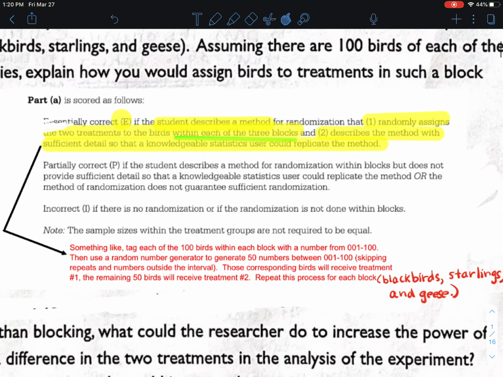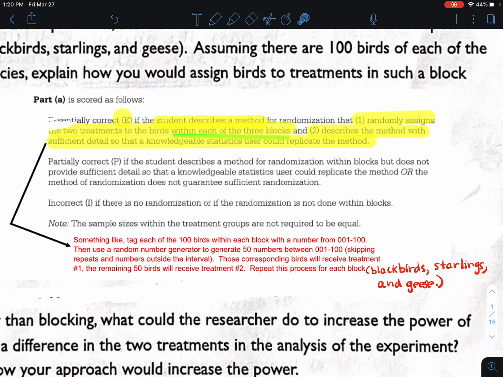For this, it said if you wanted to get an E on this, the student has to describe a method for how you would randomly assign the 2 treatments to the birds within each of the 3 blocks, and you have to describe that method with sufficient detail so that a knowledgeable statistics user could replicate the method. So if you just simply said, oh, I would randomly assign half the blackbirds to treatment 1 and then the other half to treatment 2, and then I would do the same thing for the starlings and the same thing for the geese, that is not using sufficient detail so that someone could really replicate your method. We need something like this.